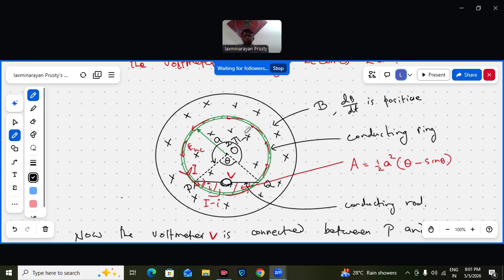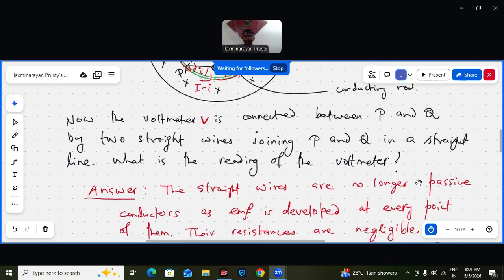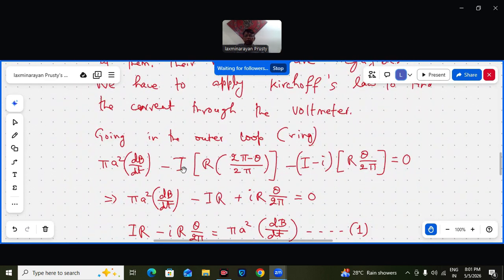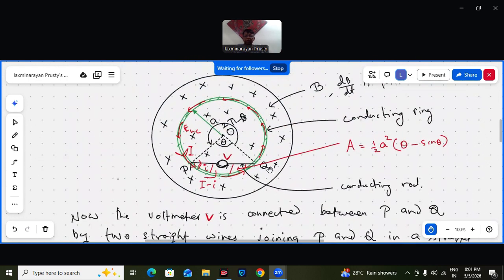2 pi minus theta. Yes or no? This is 2 pi minus theta. So, what is the resistance of that part? R is the total resistance, so it is (2 pi minus theta) by 2 pi into R. That is the IR drop from here to here. Similarly, what is the IR drop from here to here? The current is capital I minus small i, and this resistance is theta by 2 pi into capital R.